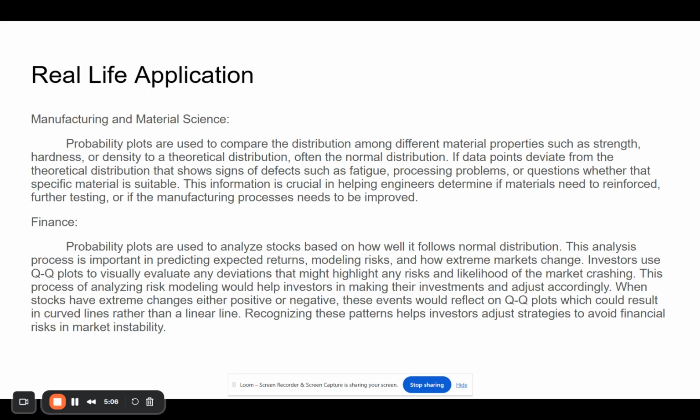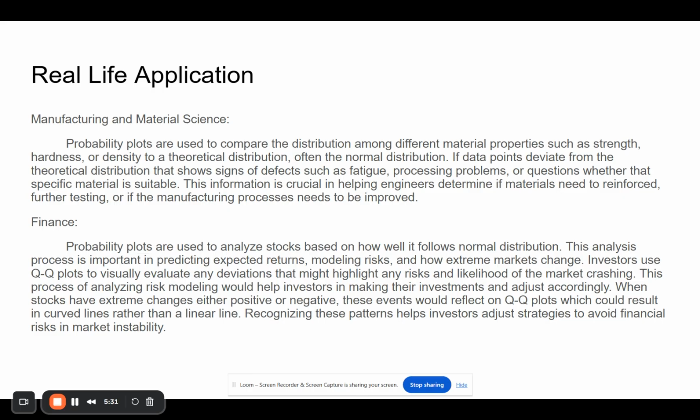Events where markets are unstable and have exponential increase or decrease are reflected on these QQ plots as deviations. And these deviations, if there are many, result in a curved line rather than a linear line on these QQ plots. And investors can interpret these models and adjust their strategies on investments to avoid potential risks.